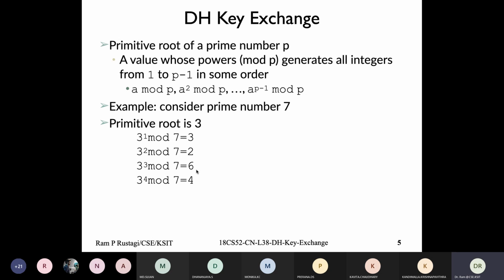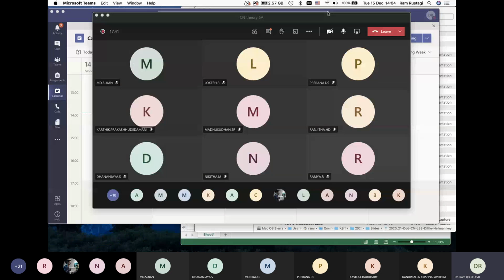3 raised to power 5, which is 243, mod 7 gives me 5. 3 raised to power 6 is 729, and mod 7 that is 1. So you look at the 6 powers, 1 to 6, and they give me the numbers 1, 2, 3, 4, 5, 6. We got all these numbers. That means 3 is a primitive root of the prime number 7 in our discrete logarithm work.